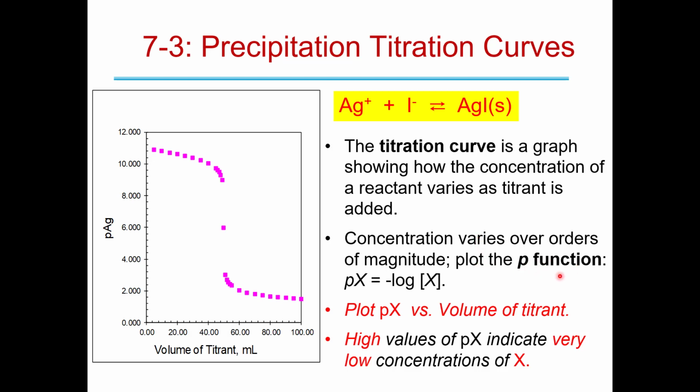In chemistry, we define these things called p-functions, because oftentimes our concentrations are really small, so our exponents are like 10 to the minus 2, 10 to the minus 3, 10 to the minus 6, and so we want to get rid of that minus sign. We define a pX function like this, where p is the negative log of the X concentration. Typically, X is a chemical species, and so it would be the molarity of X. That's what's plotted here: pAg, or pAg+, the negative log of the silver ion concentration. This is what's changing as we do our titration.